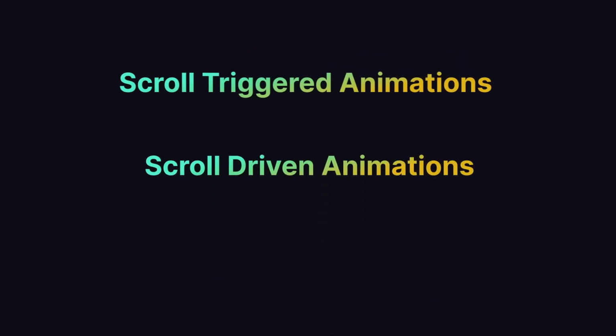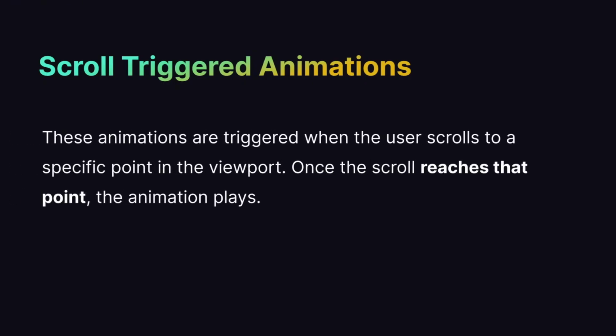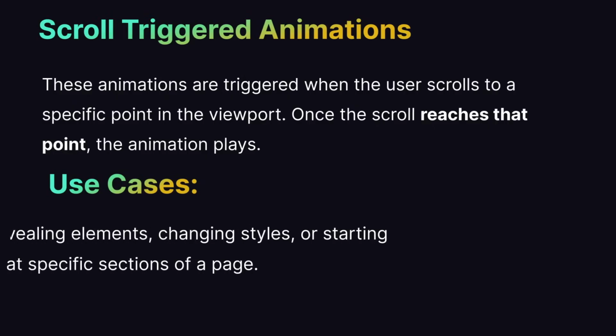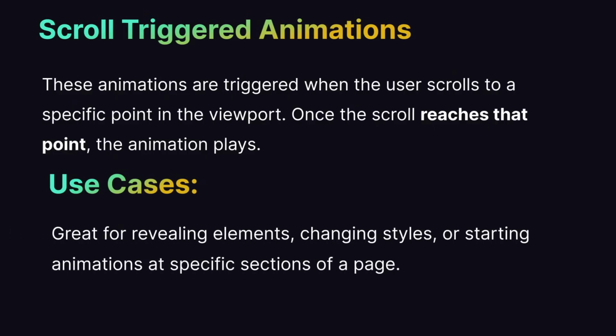So let's start from the first one, which is a scroll trigger animation. These animations are triggered when the user scrolls to a specific point in the viewport. And once the scroll reaches that specific point, the animation plays. So what are the use cases for them? They are great for revealing elements, changing the style, or starting animation at a specific section of the page.